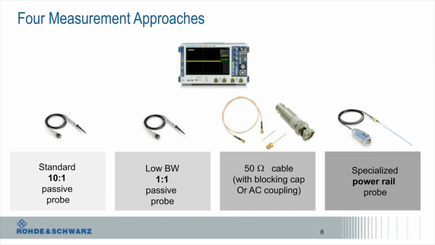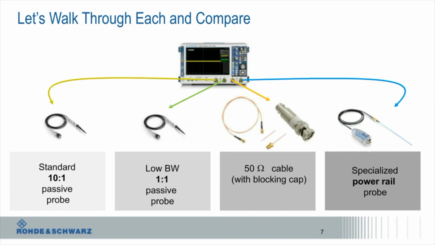If you've taken power integrity measurements for noise and ripple and looking for transient activity, you've probably used one of the 4 measurement methods that I have listed here. We're going to step through each of these and talk about the benefits and trade-offs of each approach. Let's step through each method and compare the measurement results.